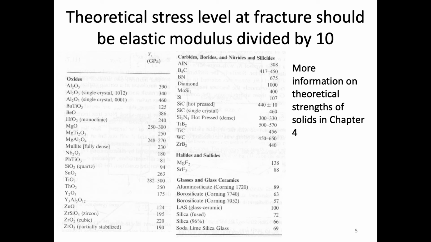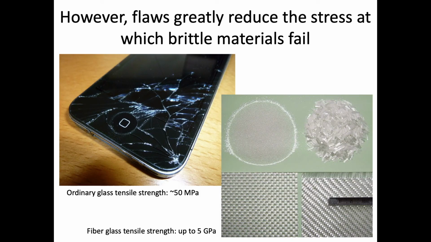So the theoretical strength of ceramics is very high, but there are not a lot of materials that actually have strength that is close to theoretical. That's because flaws greatly reduce the stress at which brittle materials fail. We know that our ceramics, for the most part, are brittle materials, and therefore they will fail at much lower values. So I put some comparisons here.